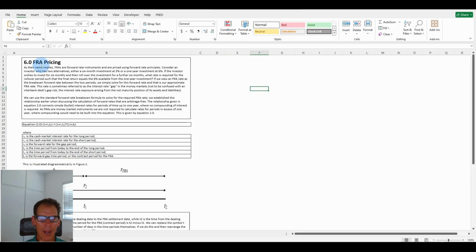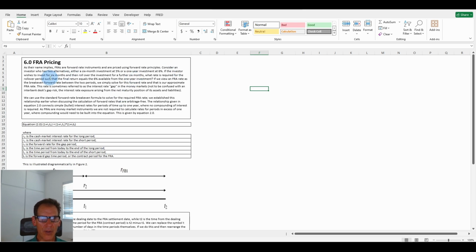As their name implies, forward rate agreements are forward rate instruments and are priced using forward rate principles. With continuous compounding, I kept bringing to your attention forward rates, and why we have to focus on forward rates, but I didn't mention anything about how to price these things. Maybe this short example will answer that question.